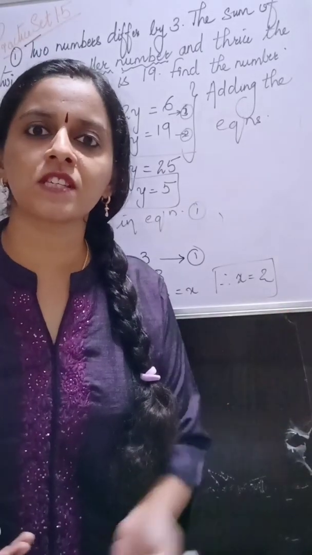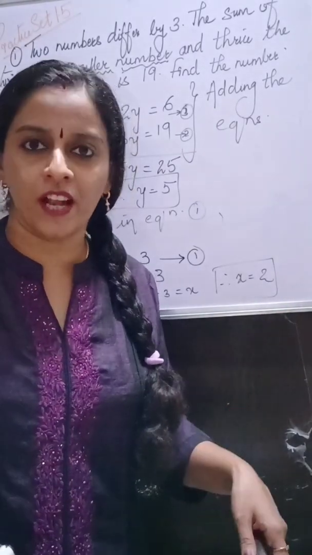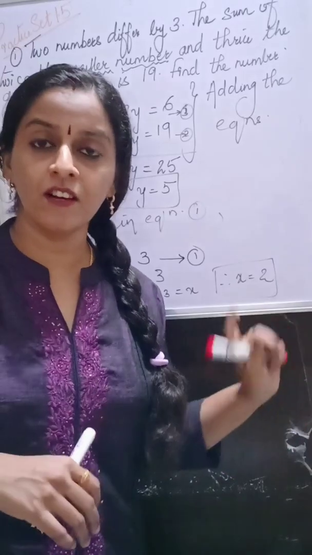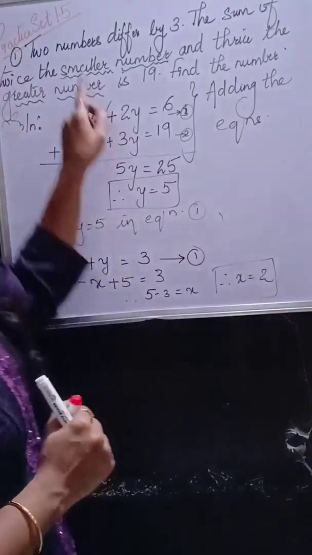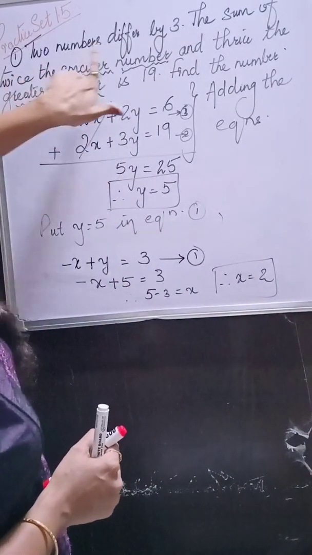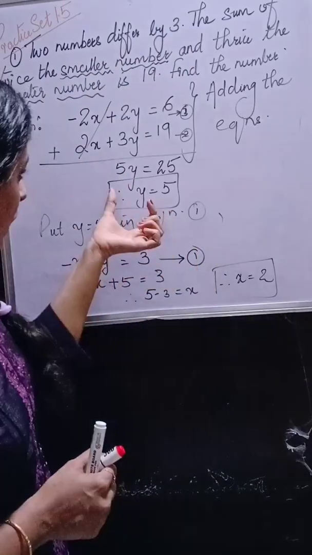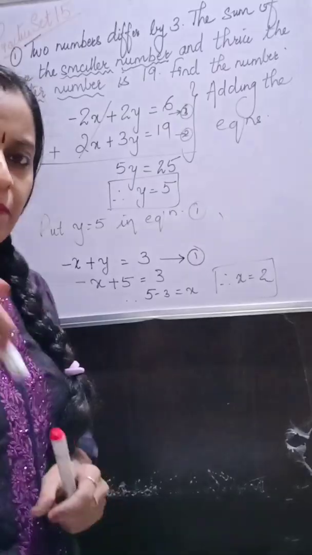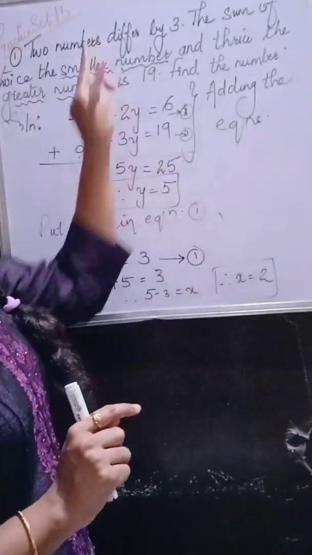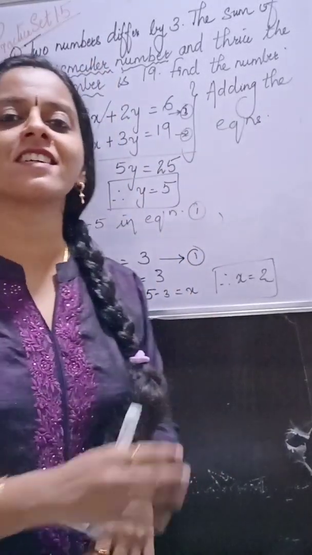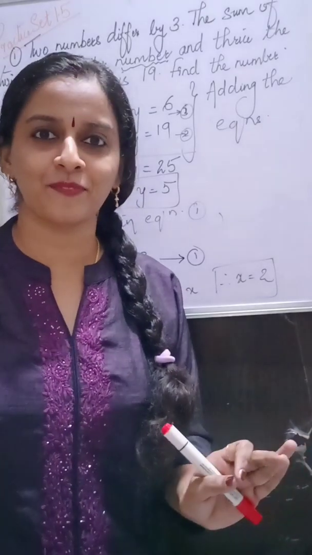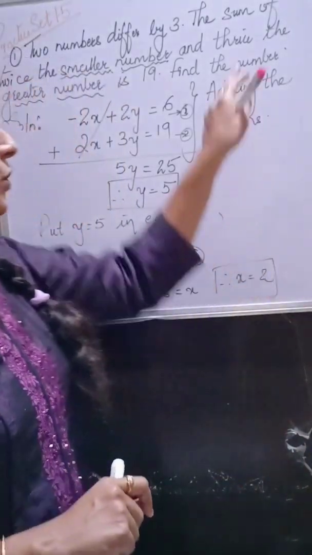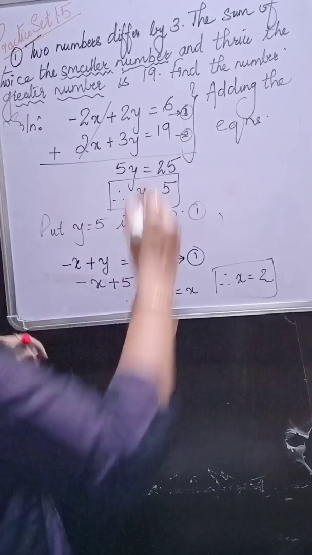Now the beauty of such questions is you can check on your own and confirm whether the solution is correct or not. So let us see the first condition. Two numbers differ by 3. So we got the numbers as 5 and 2. What is the difference? 5 minus 2 is 3. So that means the answer is perfectly correct. Very simple equation. You can check the second condition also.